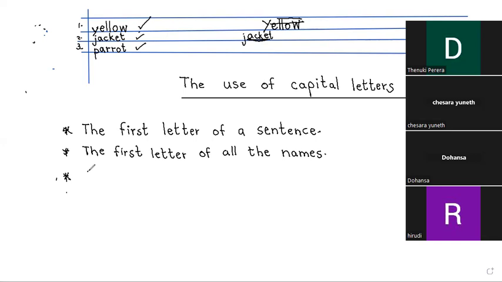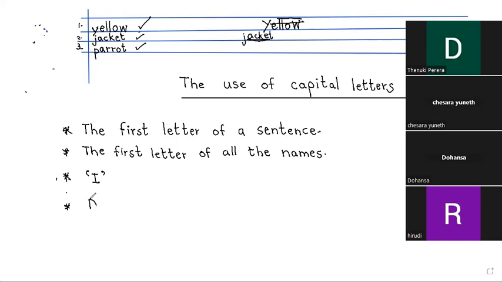And where you write the pronoun I, meaning myself, right? You can tell a friend, Nimali and I go to temple. Even in the middle of the sentence, the I is capital. Wherever you write the pronoun I, that is capital.